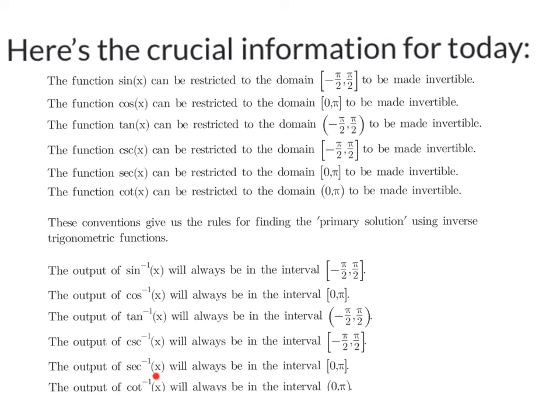If our calculators had inverse cosecant, inverse secant, and inverse cotangent buttons, most of them don't, but if they did, like Desmos does, then inverse cosecant would always be on the interval negative pi over 2 to pi over 2. The answer to an inverse secant function would always be on the interval 0 to pi, and the answer to an inverse cotangent problem would always be on the interval 0 to pi. Again, feel free to pause on this slide so that everyone has the notes.